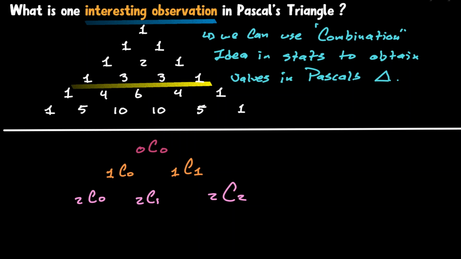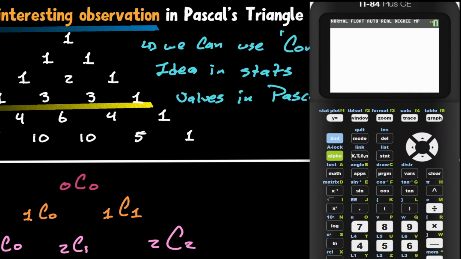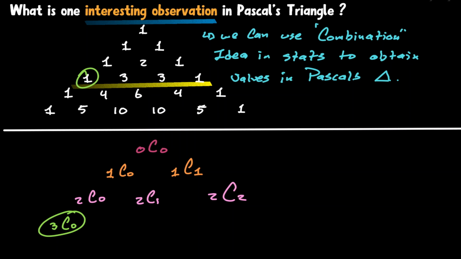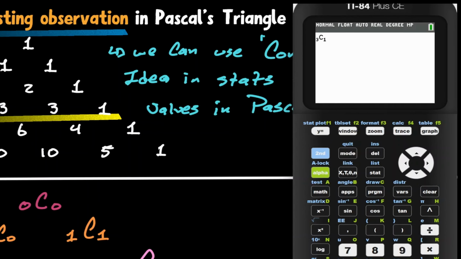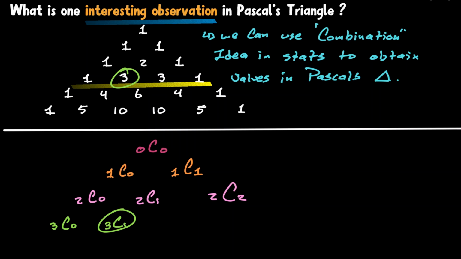Let's start by computing 3 combination 0. That is equal to 1. Notice that 3 combination 0 is the value that we obtain in this specific location in Pascal's triangle. Now let's increase by 1. Let's do 3 combination 1 now. That is equal to 3. And notice that that's the value that we obtained in here. It is the next value in Pascal's triangle in the third row.